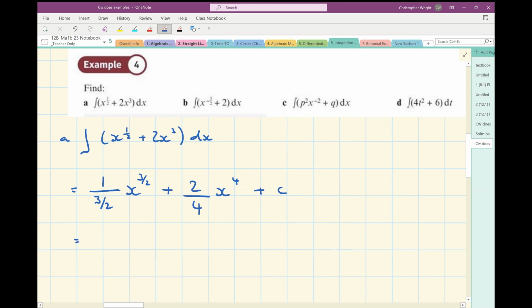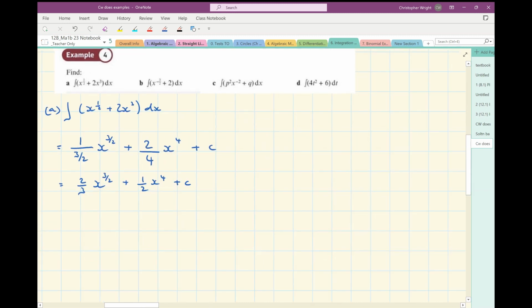So now let's simplify that. The reciprocal of 3 over 2 is 2/3, x to the power of 3 over 2 plus a half, x to the power of 4 plus c. And that's example A done there.